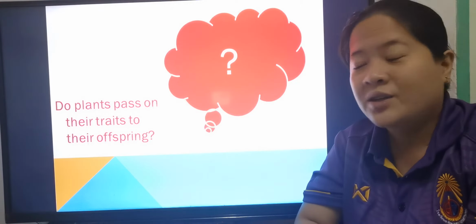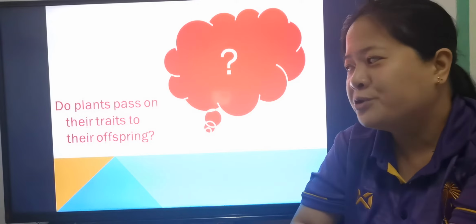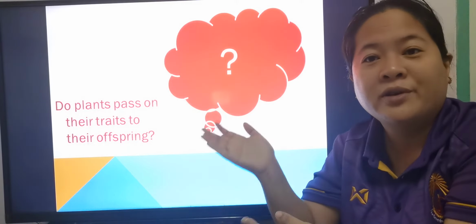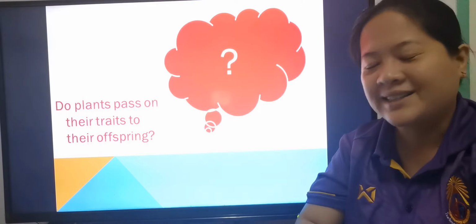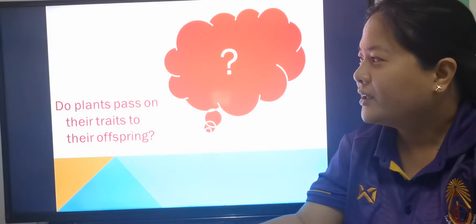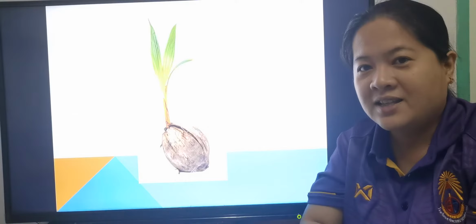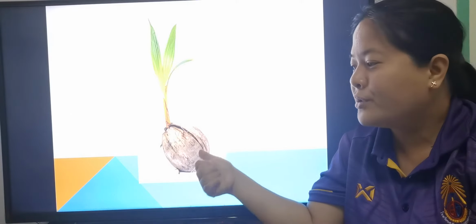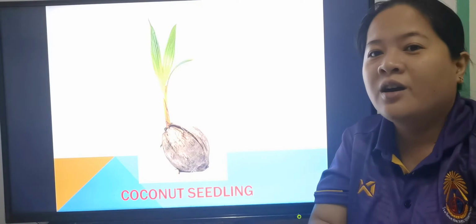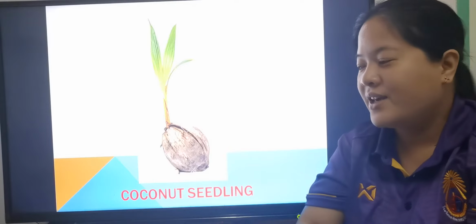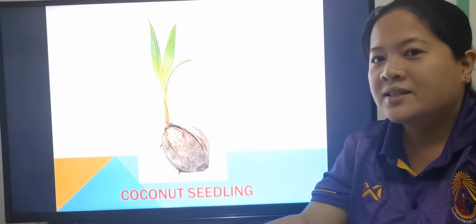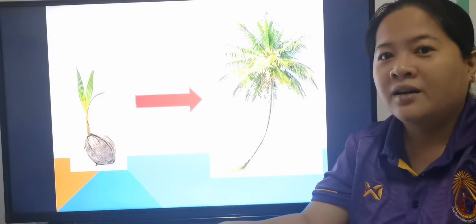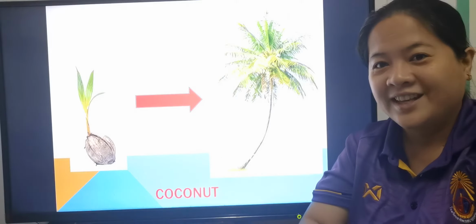So I ask you, do plants pass on their traits to their offspring? So today we're going to study if there is heredity in plants, okay? So do you know what this is? I hope you're familiar with this one. This is a coconut seedling, okay? Now the coconut seedling will grow into a coconut tree, okay?